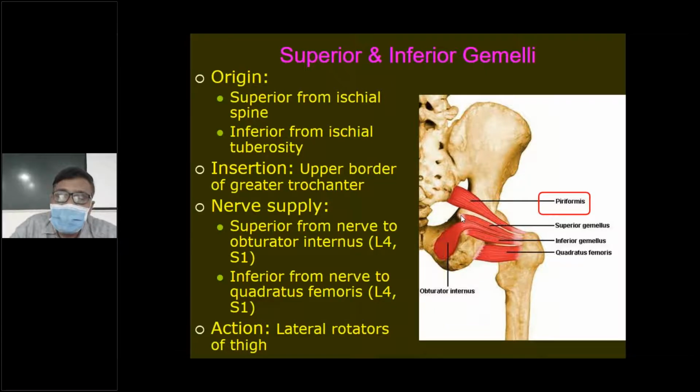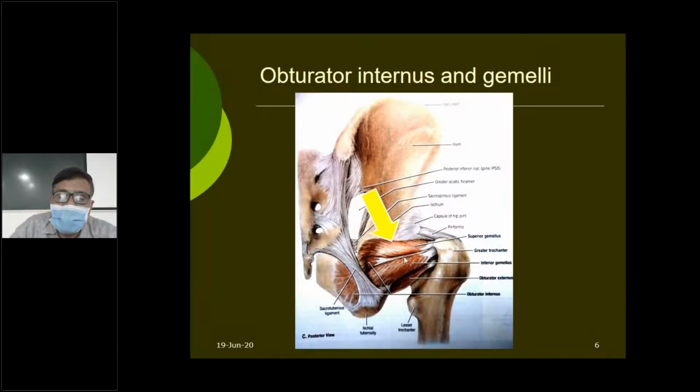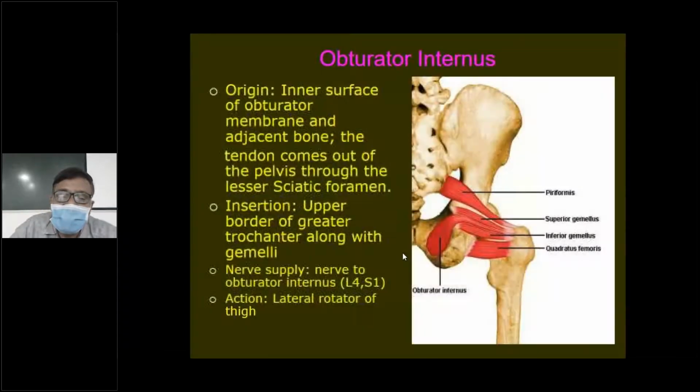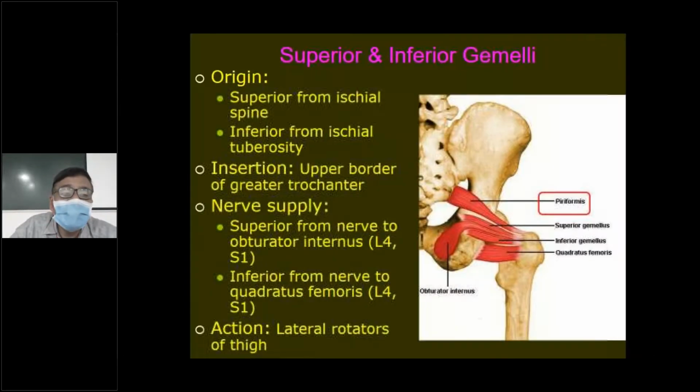So from the ischial spine, superior gemellus. From the tuberosity, inferior gemellus. As I told you earlier, they fuse with the obturator internus and are inserted together to the upper border of the greater trochanter along with the obturator internus. Now, nerve supply: I told you already, the superior gemellus is supplied by the nerve to obturator internus.